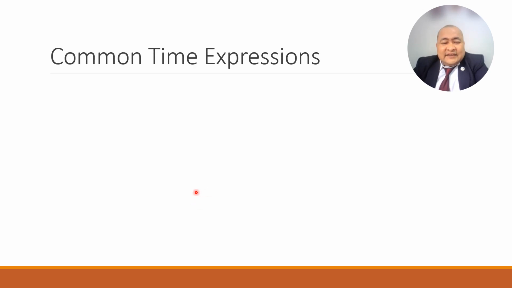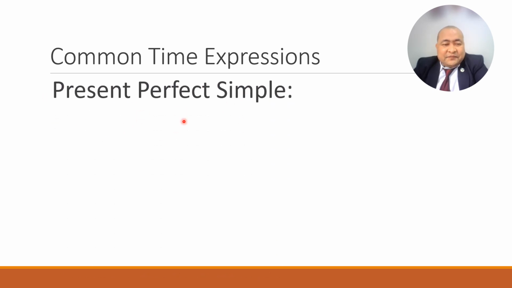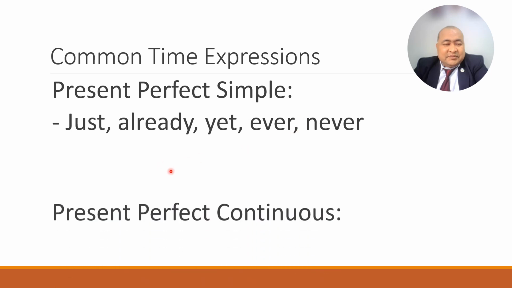Now we can also differentiate by looking at the time expressions. For present perfect simple, the time expressions are just, already, yet, ever, never. I have already visited the museum. I have just visited the museum. I haven't visited the museum yet. I have ever visited the museum. I have never visited the museum. That is present perfect simple.